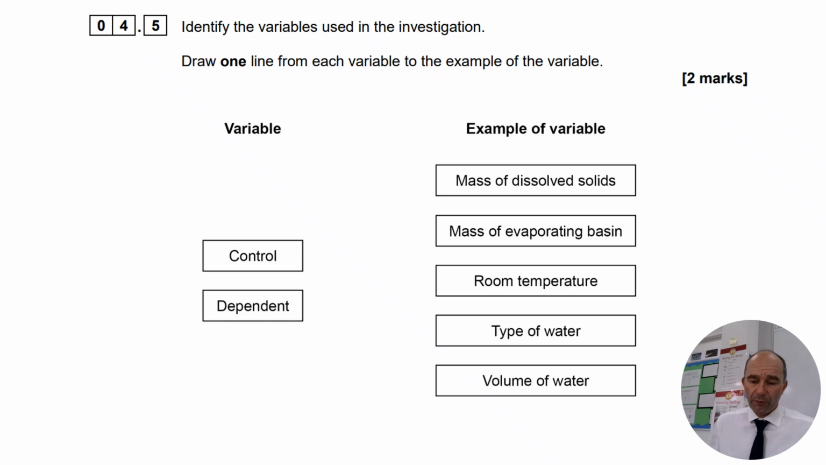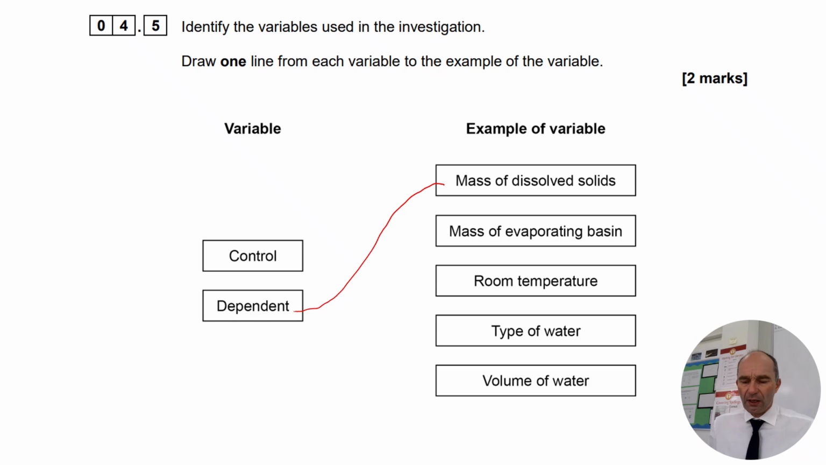So this is our variables, which can come up in any paper. We need to identify a control variable and the dependent variable. Now remember, control variables, what do you keep the same? What do we control essentially? And then the dependent variable is what you measure. So what are we measuring as a result of our change of the different types of water? So if you look at that, we are measuring the mass of the dissolved solids.